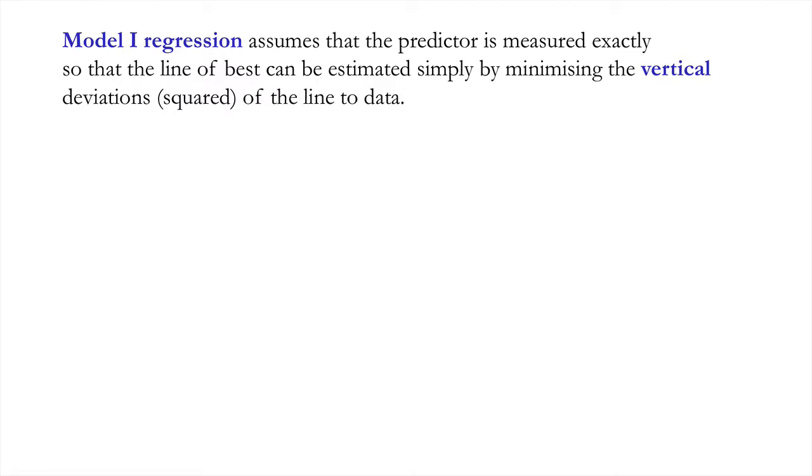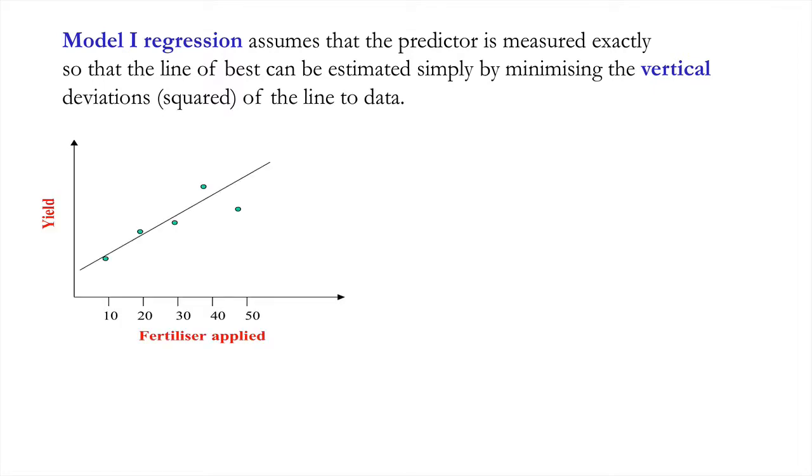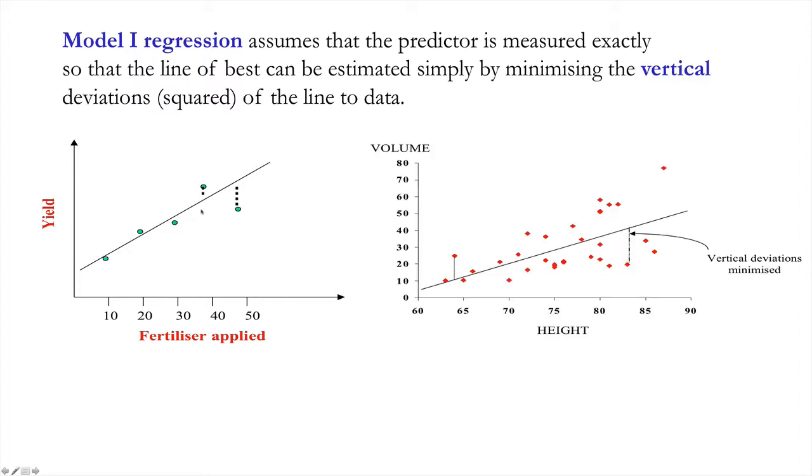Now, Model 1 regression assumes that the predictor is measured exactly. So the line of best fit is one, as I've suggested earlier, defined by minimizing sums of squares of deviations of observations to that fitted line. So we're going this way rather than some combination of vertical and horizontal.